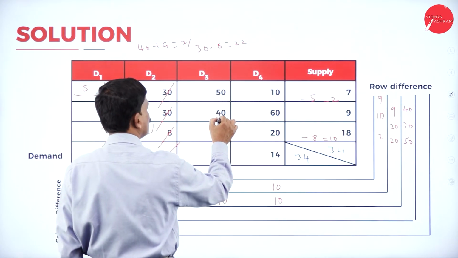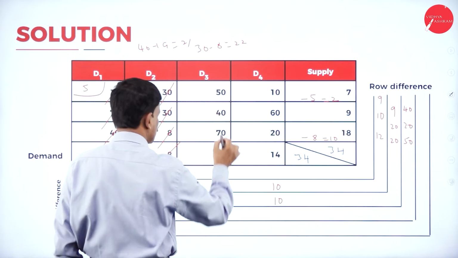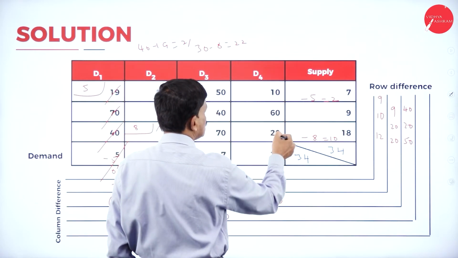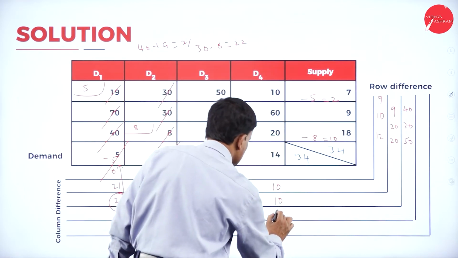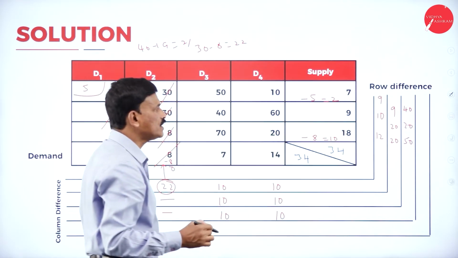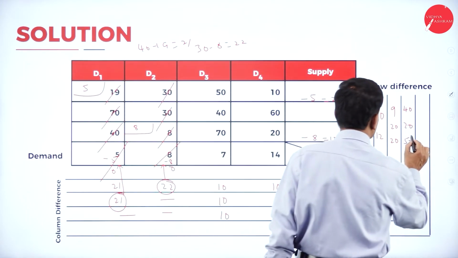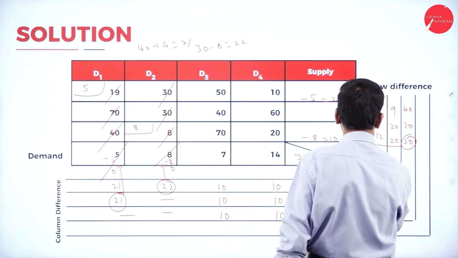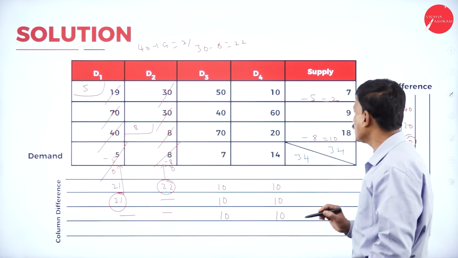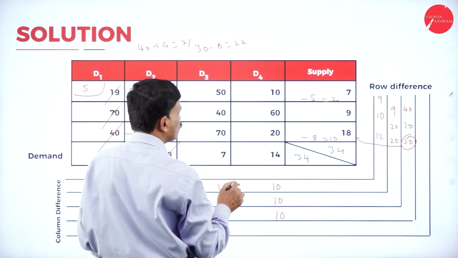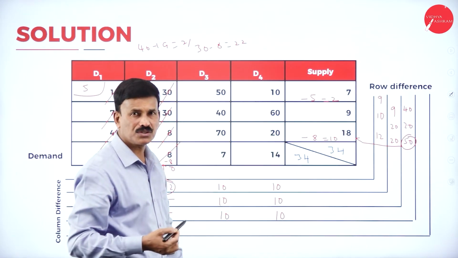The least value is 40, then the next least is 50. 50 minus 40 is 10. Similarly, the least value is 10, next least is 20. 20 minus 10 is 10. Now identify the maximum penalty. The maximum penalty is 50. So this corresponds to row 3. That is row 3. Identify the least value. Least value is 20.